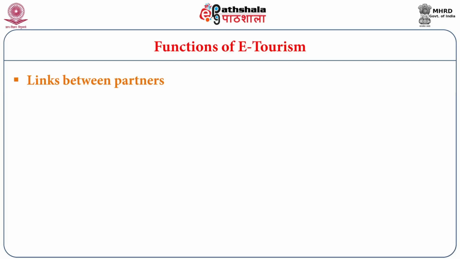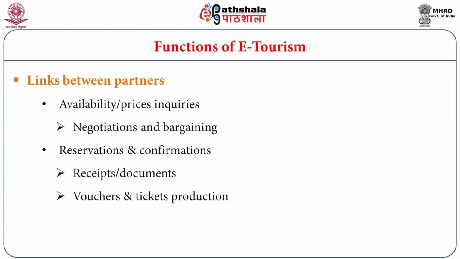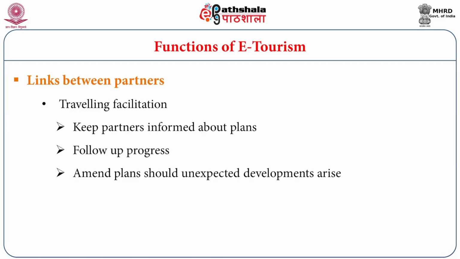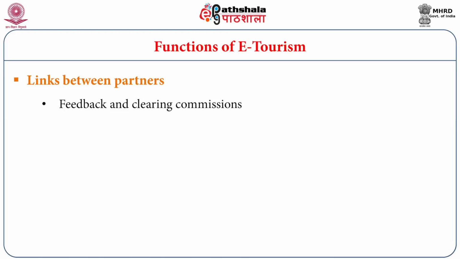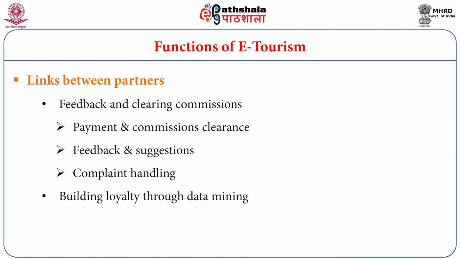E-tourism also performs functions related to linking between partners such as availability or price related inquiries, negotiations and bargaining, reservations and confirmations, receipts or documents, vouchers and tickets production, traveling facilitation, keeping partners informed about plans, following up the progress, and amending plans should any unexpected developments arise. Feedback and clearing commission functions include payment and commission clearance, feedback and suggestions, and complaint handling. It also builds loyalty through data mining.